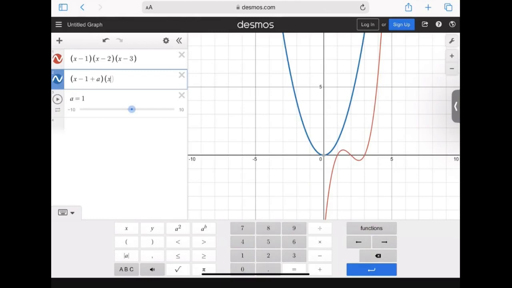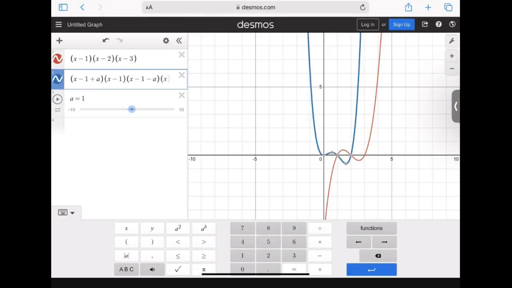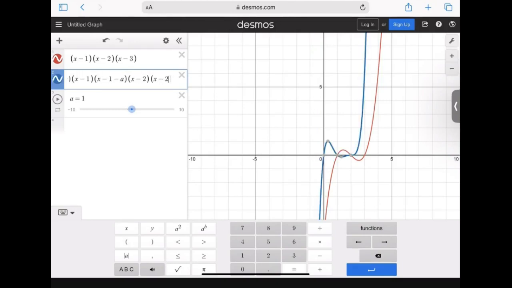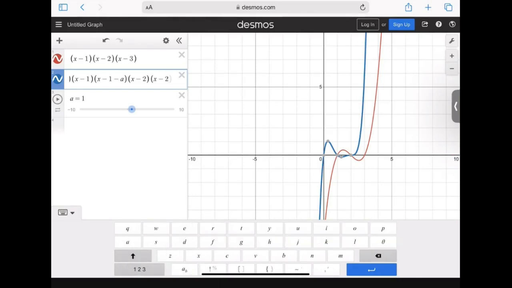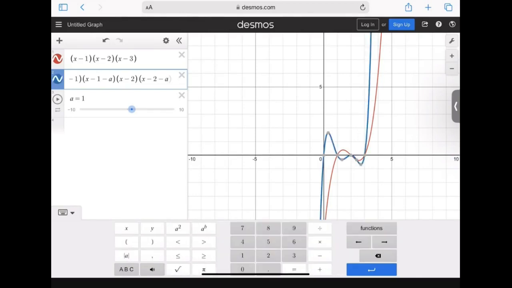Then x minus 1, then x plus, then x minus 2, x minus 2 minus a. Am I doing it correctly? Let me check.